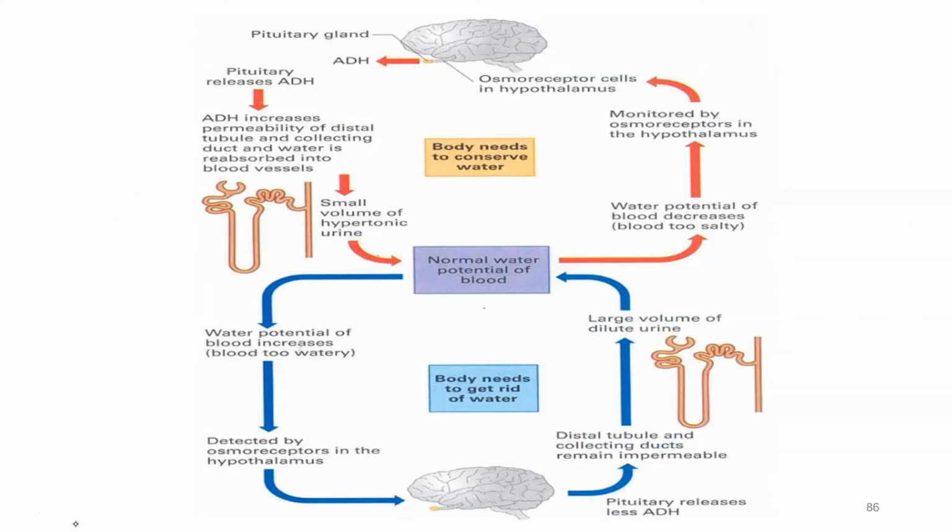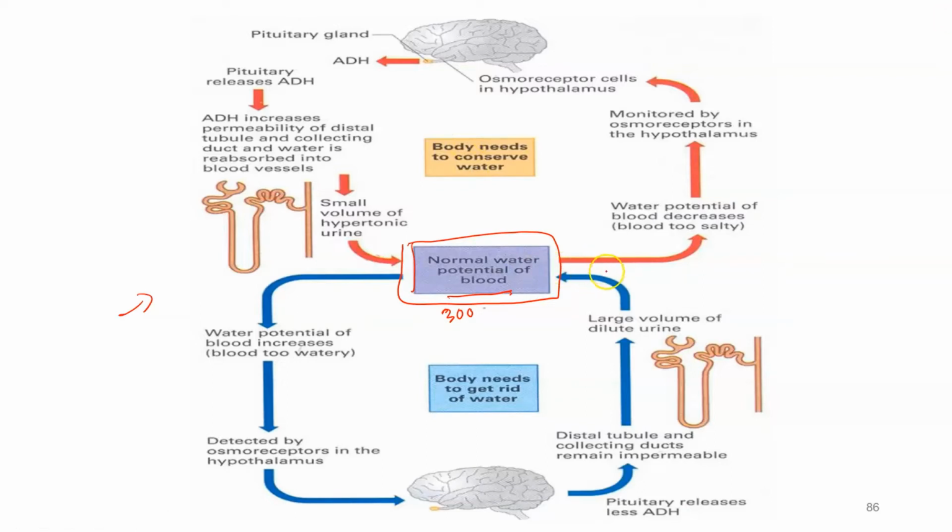This is another diagram to show how osmoregulation occurs in your body. If you look at the purple box here, it says normal water potential of blood. The normal water potential of blood is, as we said earlier, 300 milliosmol per liter.